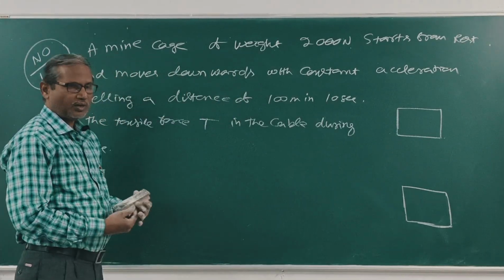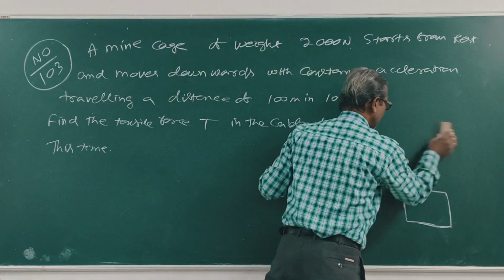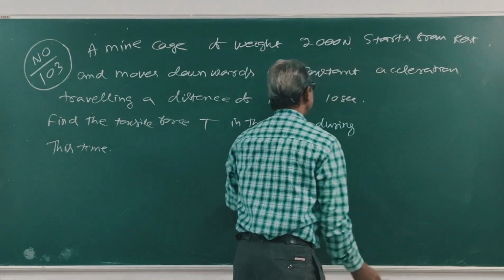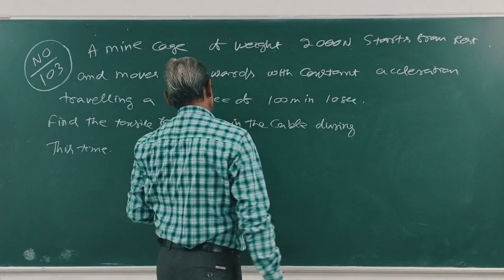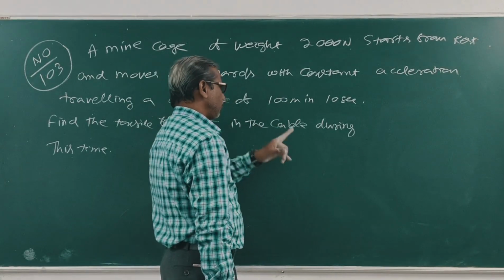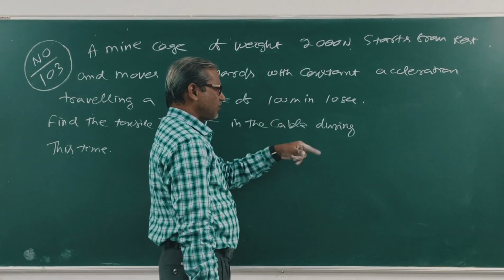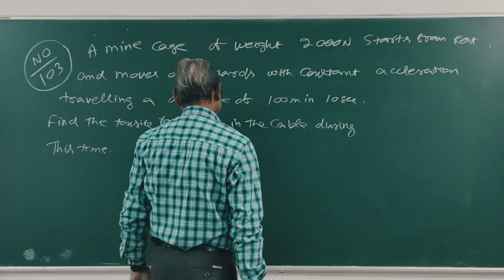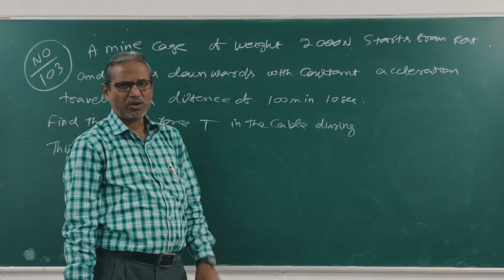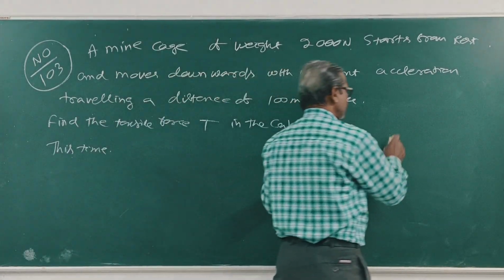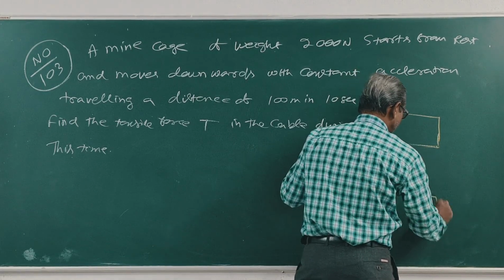Now, this is question number 103. The question is: a mine cage weighing 2000 Newton starts from rest and moves downwards with constant acceleration a, traveling a distance of 100 meters in 10 seconds. Find the tensile force T in the cable during this motion. Suppose this is the mine cage. The mine cage moves from A to B.